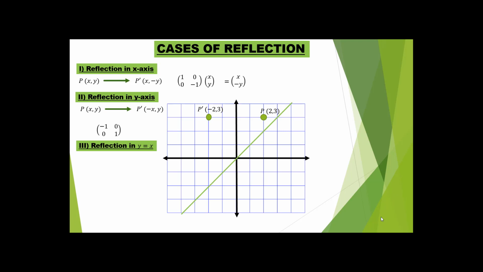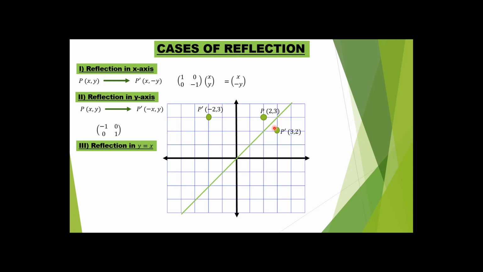Now if we want to reflect this point P in this line y equals x, its image will be at the same distance from this line but in the opposite direction. So students, we can clearly see that the image of this point P will be somewhere over here, which is half a diagonal distance from this particular line in the opposite direction, whose coordinates are (3, 2).